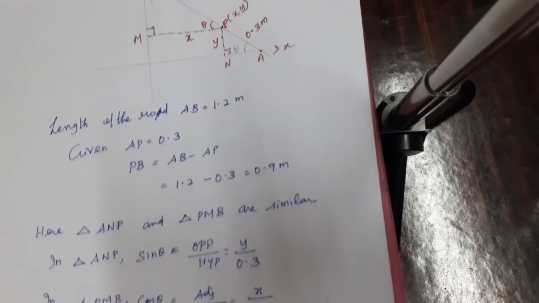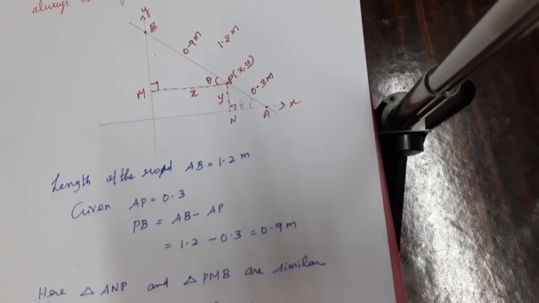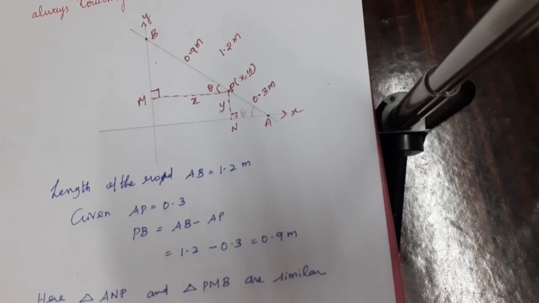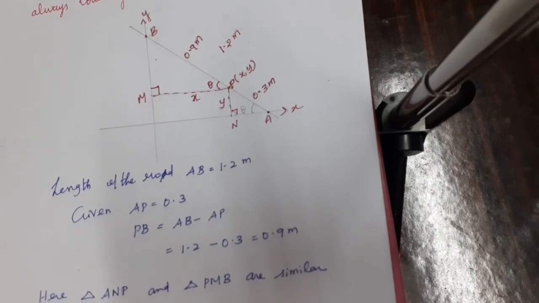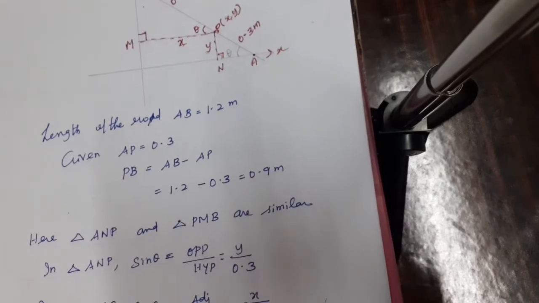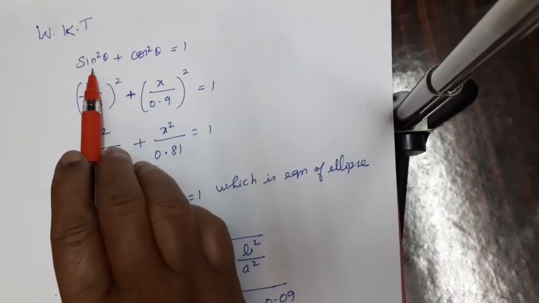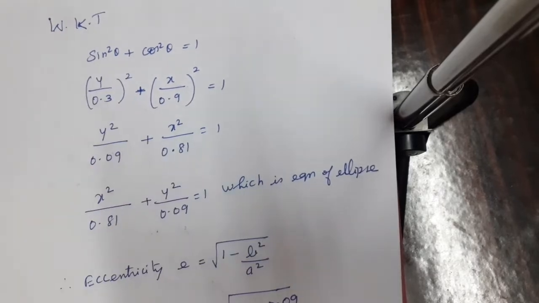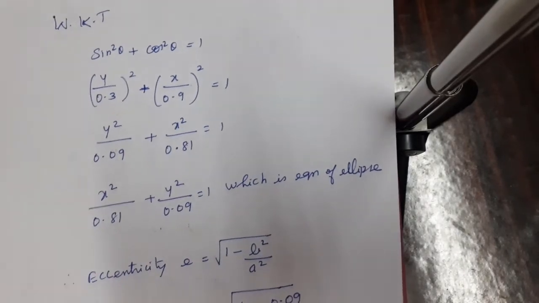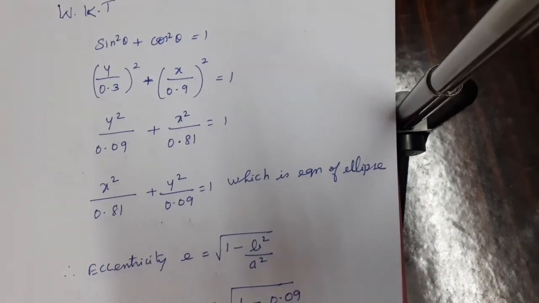Go through the diagram properly. Draw the diagram neatly, then do the sum. Using the two triangles, smaller and bigger, find the y value and the x value. Now we know the identity: sin square theta plus cos square theta equal to 1.